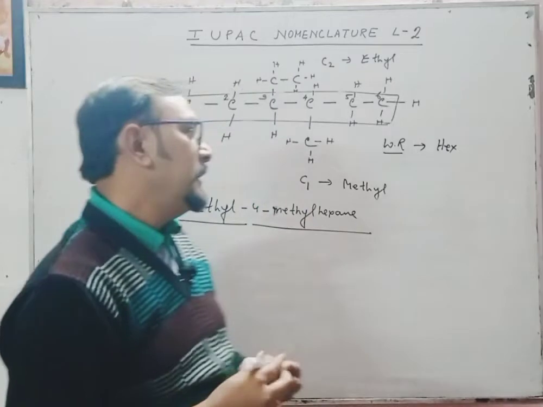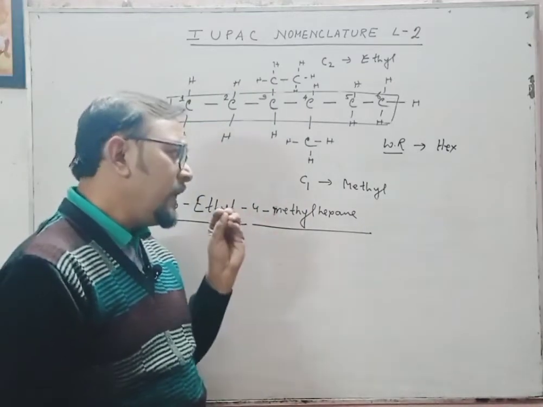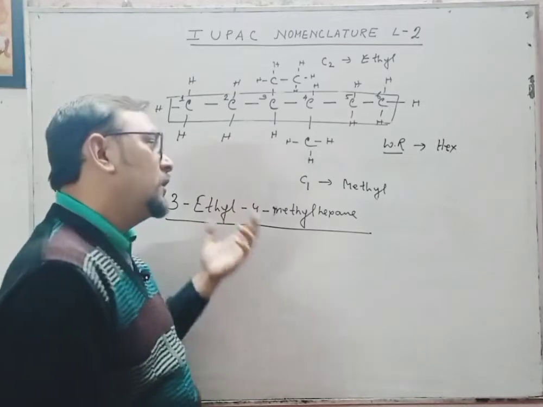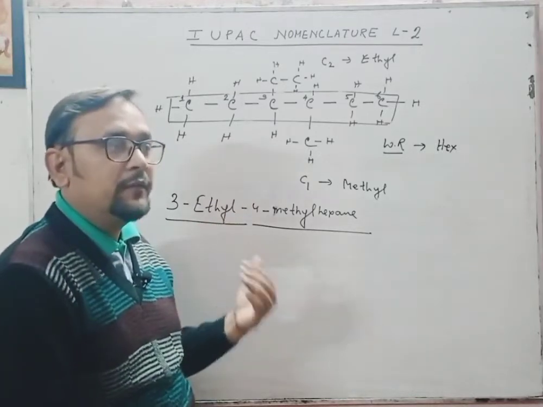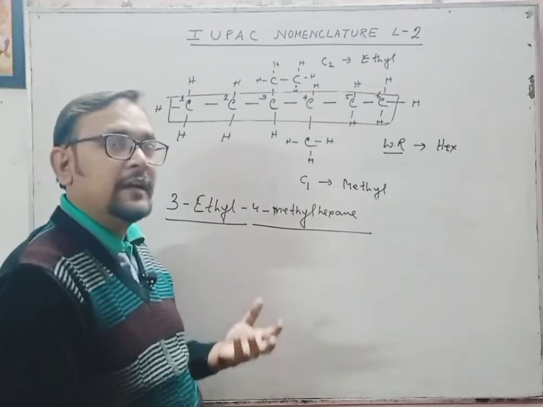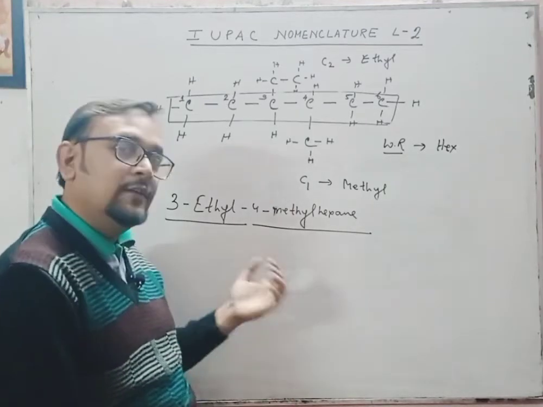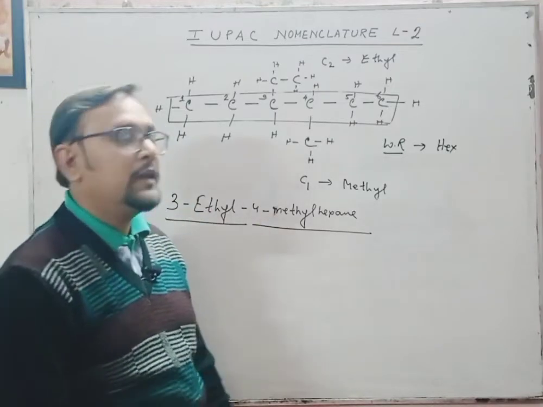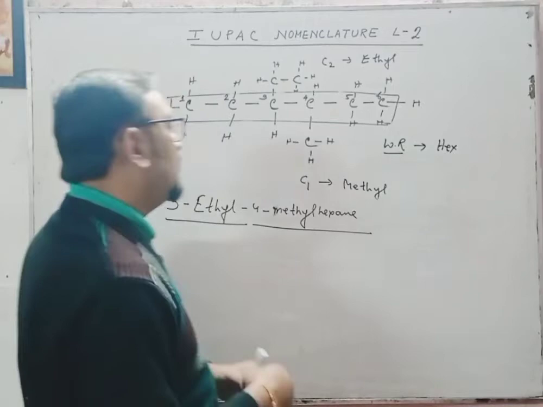So in this example I have told you about a very important illustration, what you have to do if the substituents are of different kinds but they have the same locant. From both sides you are getting the same locant. So what shall you do in that situation? We have discussed it through this example. Now let's take another example.